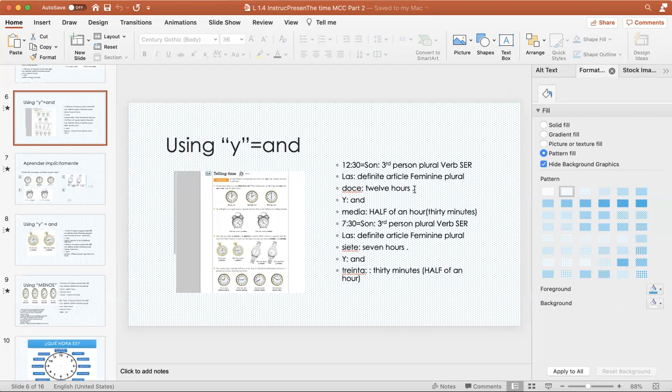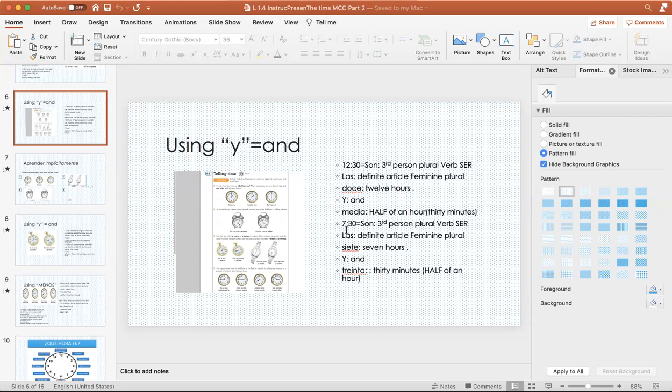Then las because it's a definite article. 12 because it's 12 hours. Y, and then we have media. So son las 2:30. Media is another way to say 30 minutes because media means half and 30 minutes is half of an hour, right? We use media because of course it's feminine.